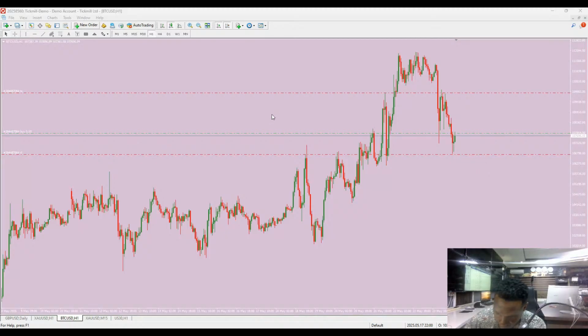Buy limit, price going down, and you're saying it should change direction and be buying. That's buy limit. Sell limit is price going up, and you're saying it should change direction and be selling. That's sell limit. Do you understand that?